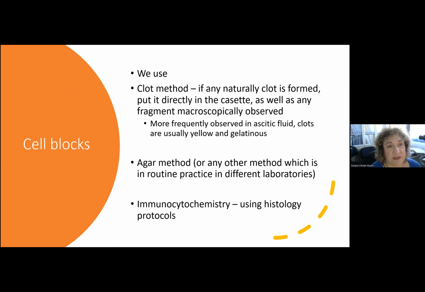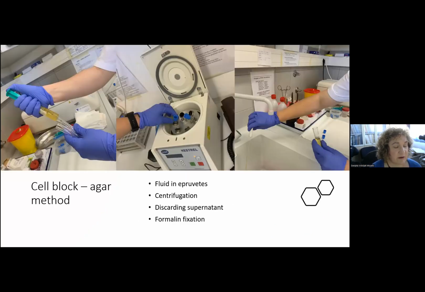For cell blocks, we use the clot method. If any natural clot is formed, we just put it directly in the cassette, as well as any fragment macroscopically observed. It is more frequently observed in ascitic fluid. Clots are usually yellow and like gelatin, so we just put them in a cassette. And if we don't observe any clots, we use the classical agar method, which is in routine practice in different laboratories, of course. And for immunocytochemistry, we use histology protocols. This is a cell block with the agar method.